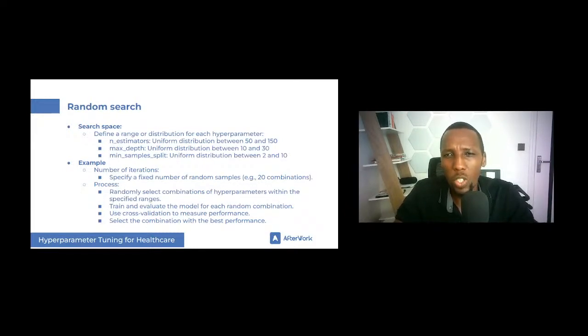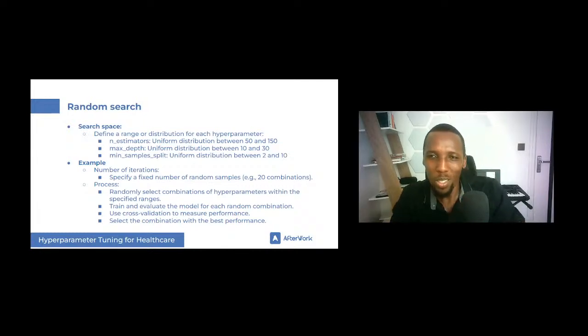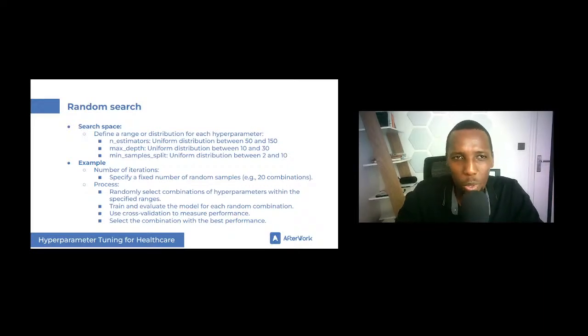On the other hand, random search is almost similar to grid search. The only thing here is that the process of getting the actual combinations to work with is usually random. So you could have defined your grid, but in this case it's not necessarily a grid, you can just have a range or distribution. Maybe for n estimators you want to check values between 50 and 150, or max depth from 10 to 30, or 2 to 10 for min sample split.